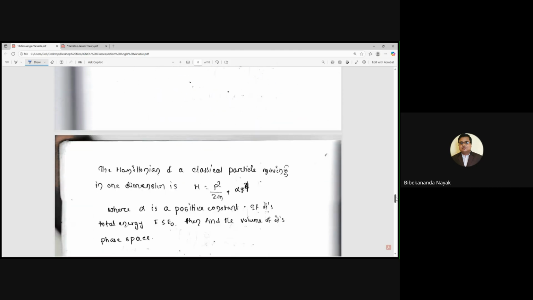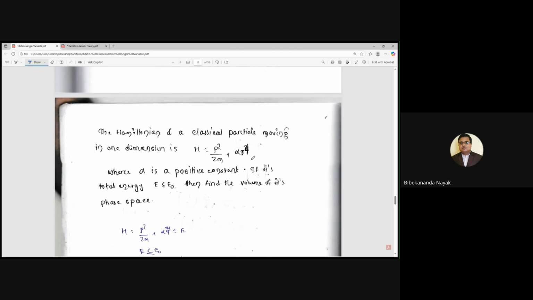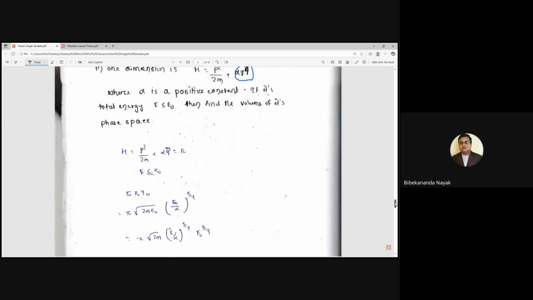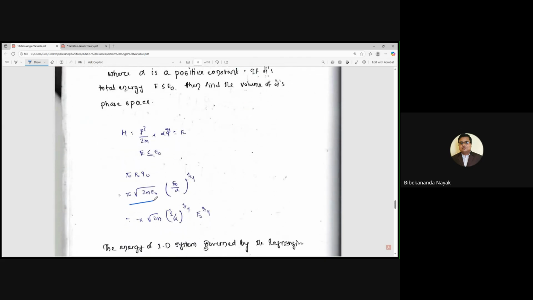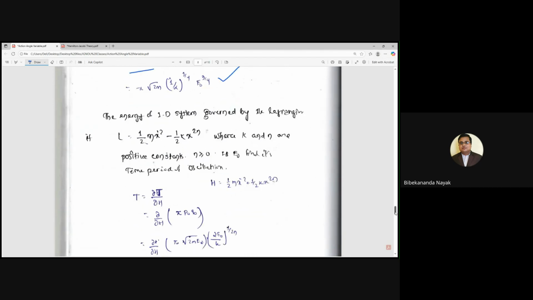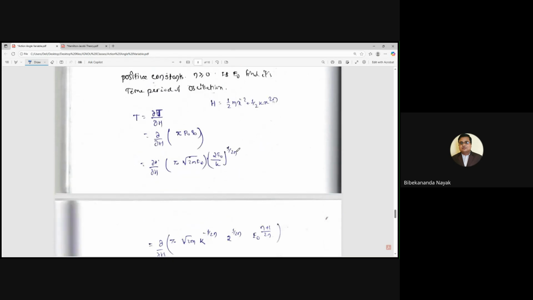Similarly, there is another problem where the potential is alpha x to the power 4. For q to the power 4, that means 1 by 4. One axis varies as root E, and the other varies as E to the power 1 by 4. If you add half plus 1 by 4, you get 3 by 4. Similarly, here x to the power 2n varies as E to the power 1 by 2n.